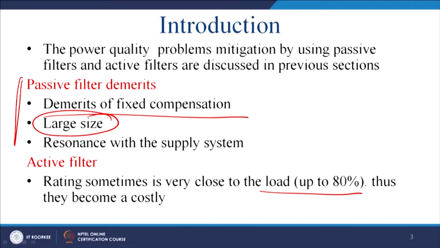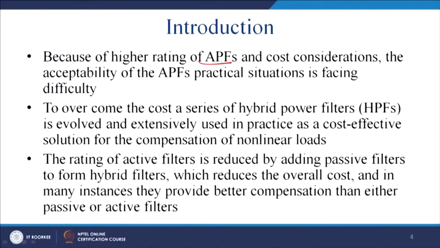In the same way, the active filter is sometimes very close to the load, and if sometimes the reactive power compensation has to be done by this active power filter, and at low power factor, then the rating becomes higher and the solution becomes costly. For this reason, the costly solution, the bulkiness and other demerits can be removed by marrying the two together. Thus, with the higher rating of the active power filter and the cost consideration, its acceptability in practical situations is facing difficulty. One of the demerits of the active power filter is the higher establishment cost. It is not much in a distribution network, but if you want to put it into the transmission network, the cost of the device will be high because of the higher device rating.